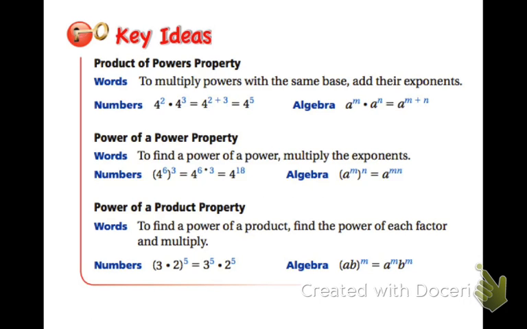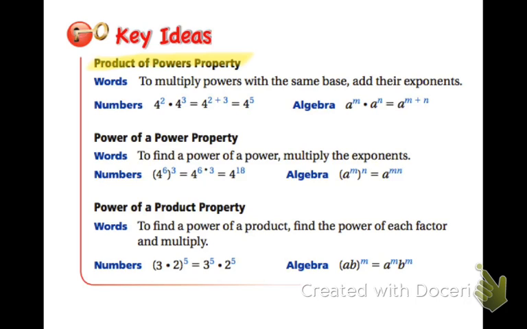So in the key ideas in your book, you'll see a few things. There's a lot of them. We're actually going to go over 3 of them. We're talking about the products today. So the first one, the product of powers, okay? It's when you multiply powers with the same base. You simply add their exponents.